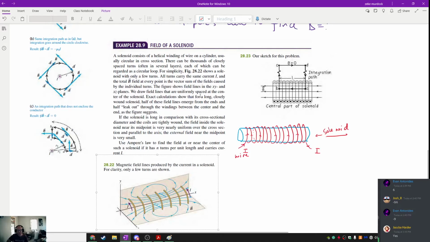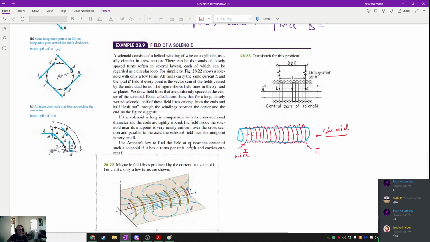Exact calculations show that for a long, closely wound solenoid, half of these field lines emerge from the ends and half leak out through the windings between the center and the end, as the figure suggests. If the solenoid is long in comparison with its cross-sectional diameter, so if it's really long and skinny, and the coils are tightly wound, the field inside the solenoid, near its midpoint, is very nearly uniform over the cross-section and parallel to the axis. The external field near the midpoint is very small.